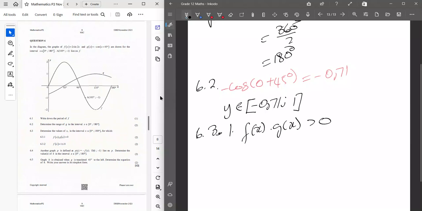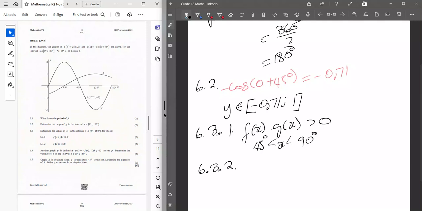Look at x equals 0 to 45. One is positive, the other is negative. We're not looking for that. Between 45 and 90, both are positive. So our answer is simply x is greater than 45 degrees but less than 90 degrees. That is our answer, and we are happy. Perfect.